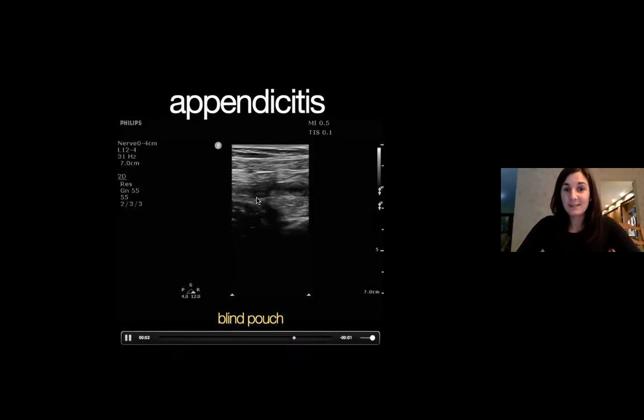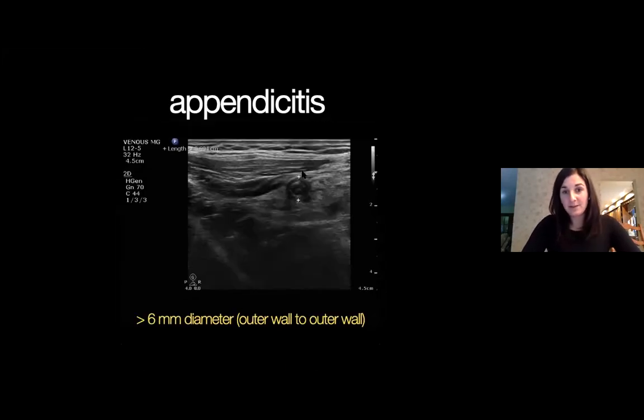Okay. So this is an example of a blind pouch, right? You're going to scan it, and you realize by scanning from side to side, up and down, that it really is that blind pouch. You're going to measure it, again, from the dark outer wall to the dark outer wall, and that is definitely more than, it's actually 7 millimeters. So this one is subtle, but you know clinically that it's an appendicitis. And again, outer wall to outer wall, the dark to the dark.